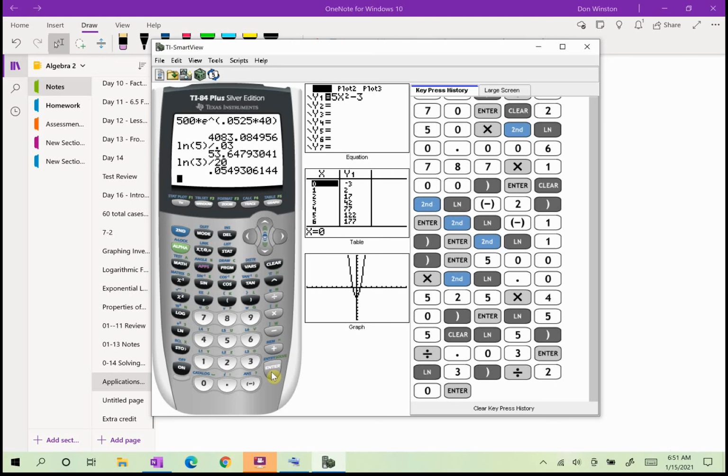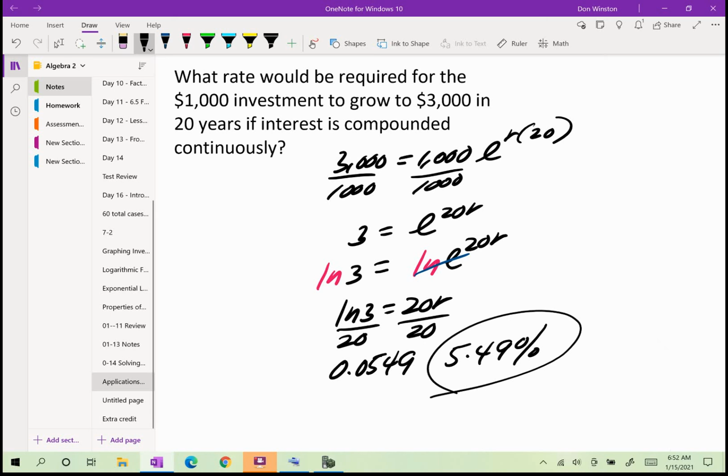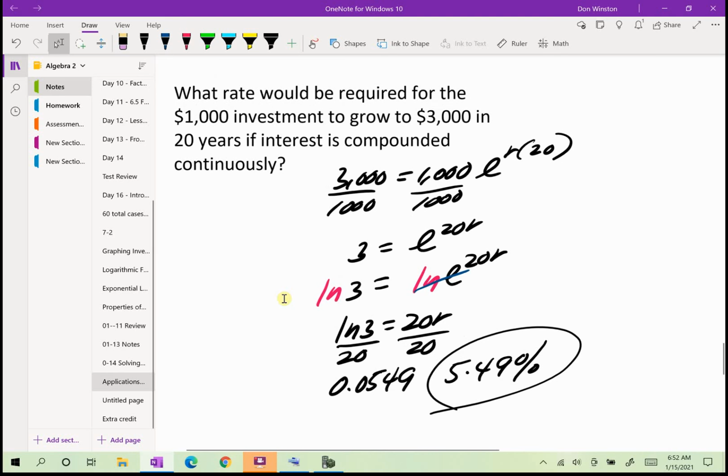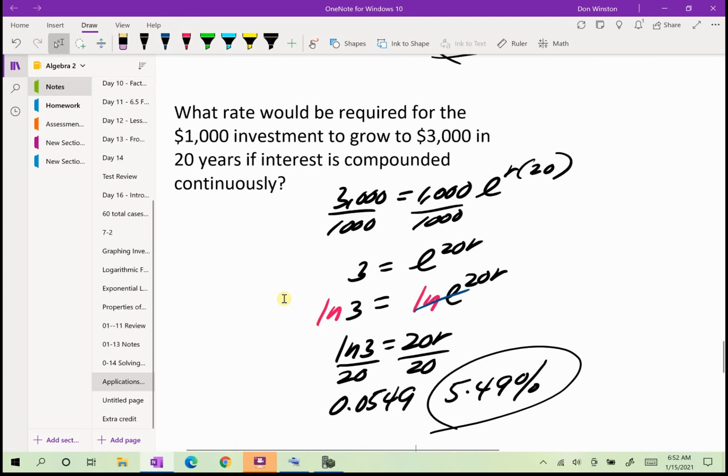So about 0.0549 or 5.49%. All right, that was solving for R. We're solving for R with that one there. This one we were solving for T, this one we were solving for R, but the process is the same.